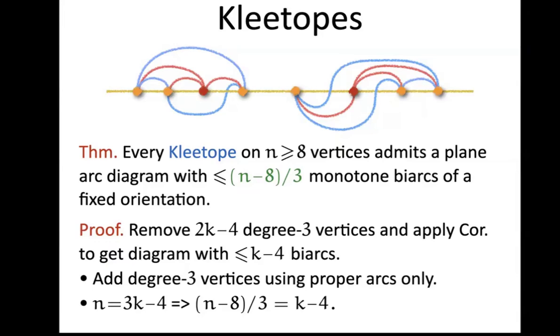And that explains why my answer to the question, are Kleetopes now reasonable candidates to exhibit a monotonicity penalty, is a resounding no, because really there's no penalty whatsoever. We just get it for free, although we have all these many biarcs to work with. The reason at the end being that still their structure is very specific with all these degree 3 vertices.